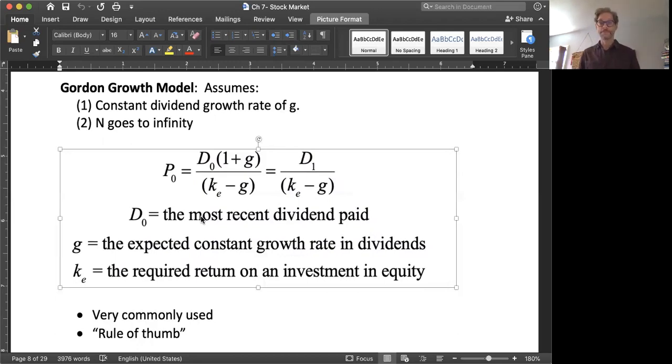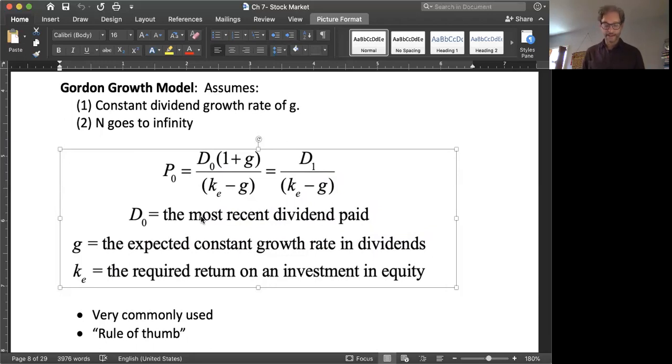If you have some idea about what you think the growth rate is, and what your required return is, you can use this formula to give you kind of a ballpark figure of what the stock should be selling at. And so if the stock is selling at something much different than the Gordon growth model, maybe you have to raise some questions about this, right? Or you have to raise some questions about what's happening.